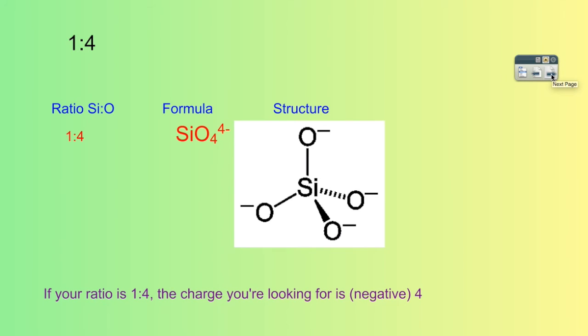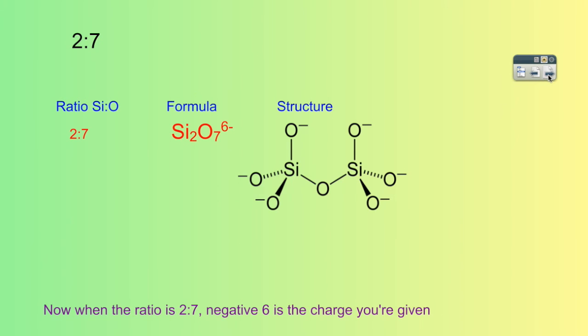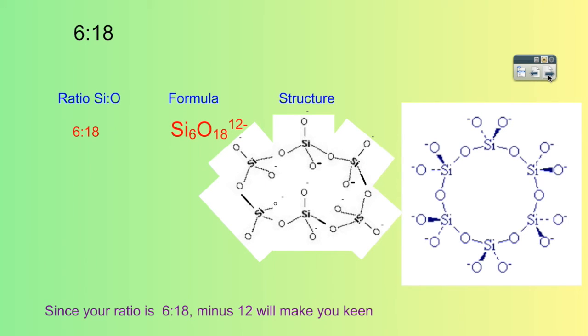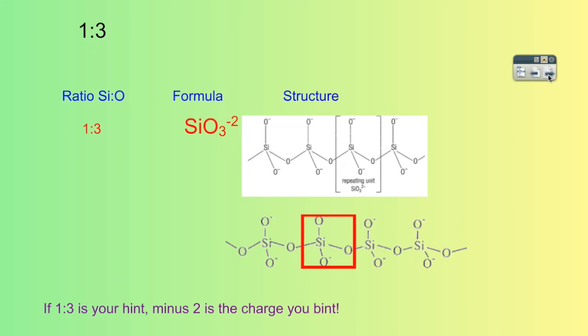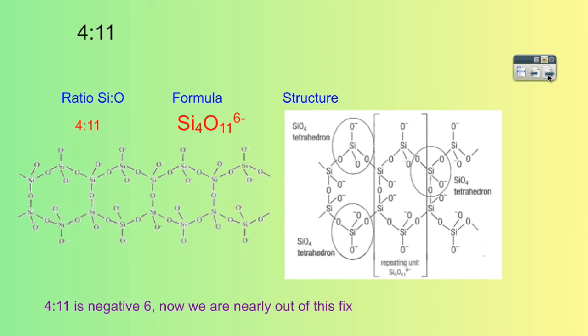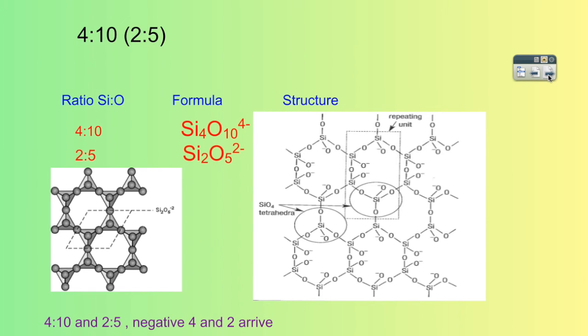If your ratio is 1 to 4, the charge you're looking for is 4. Now when the ratio is 2 to 7, -6 is the charge you're given. Since your ratio is 6 to 18, -12 will make you king. 1 to 3 is your hint, -2 is the charge you bint. 4 to 11 is -6, now we are nearly out of this fix. 4 to 10 and 2 to 5, -4 and 2 arrive. Silicates, so silicates, isn't chemistry fun?